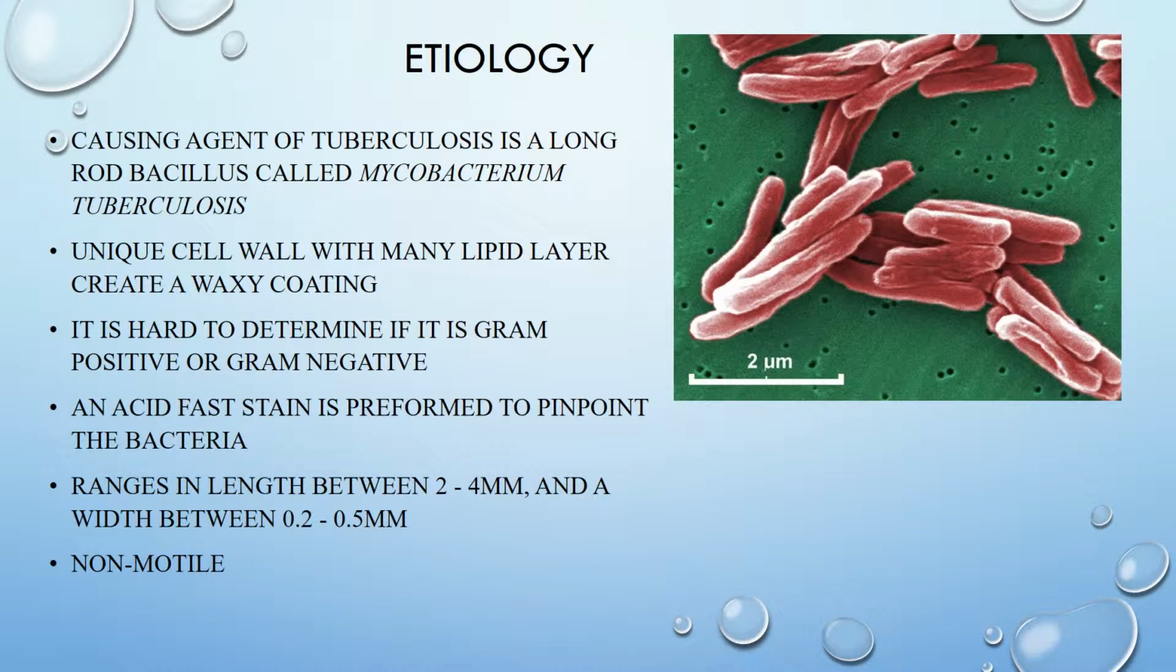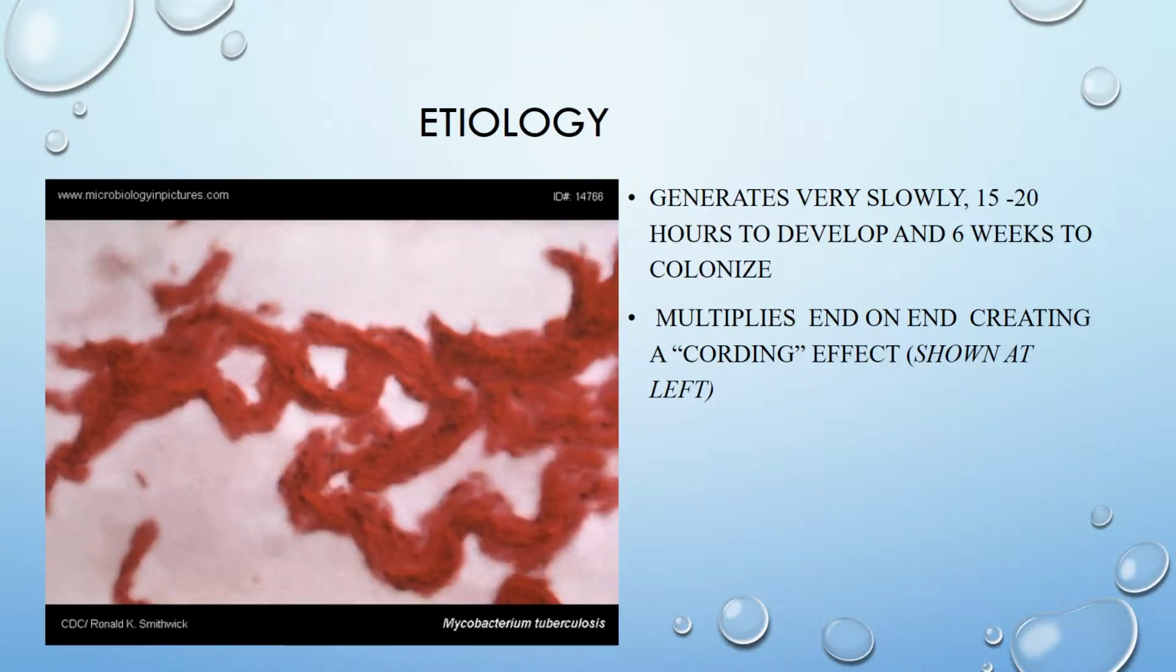This bacteria ranges in length between 2 and 4 micrometers and a width between 0.2 and 0.5 micrometers. Because you can see there are no appendages, flagella, pili, anything like that, it is non-motile. This bacteria generates very slowly, 15 to 20 hours to develop and 6 weeks to colonize. This bacteria multiplies end on end, creating a cording effect.